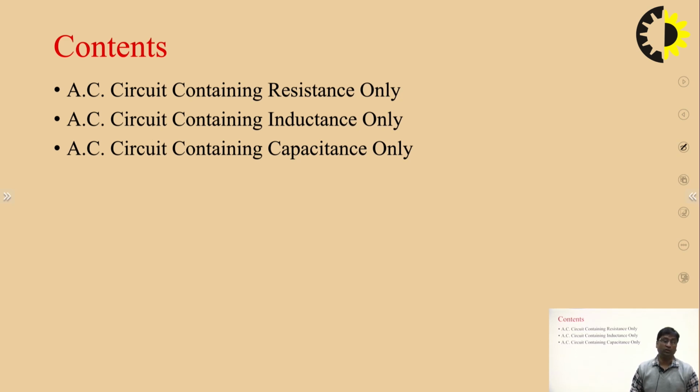To understand the concept of the combination of RL circuit and RLC circuit, it is very important to understand how this AC circuit behaves when these elements, resistance, inductance, and capacitance, are connected to the circuit alone. That's why this lecture is very important. So let us discuss one by one.